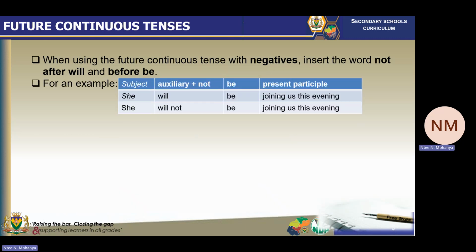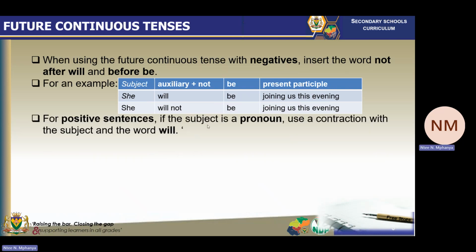Look at this statement. This is the positive statement. She will be joining us this evening. Now, I want you to rewrite it as a negative sentence. We start with she will and immediately add not: be joining us this evening. Once you add not after will and before be, then it becomes a what? A negative statement.